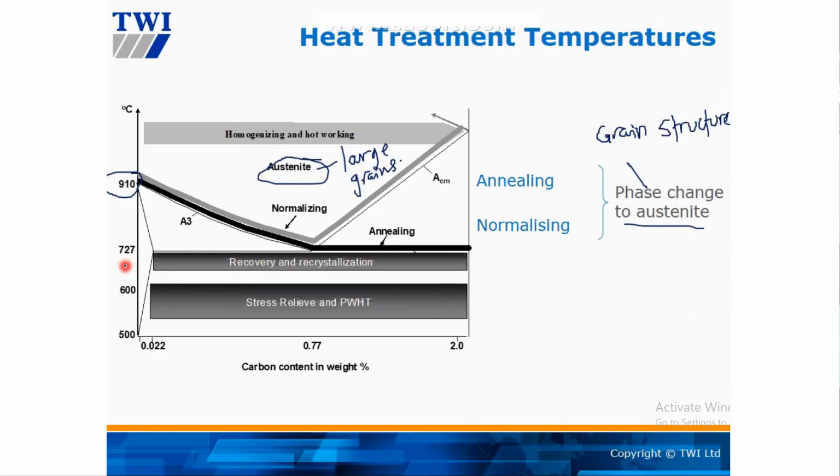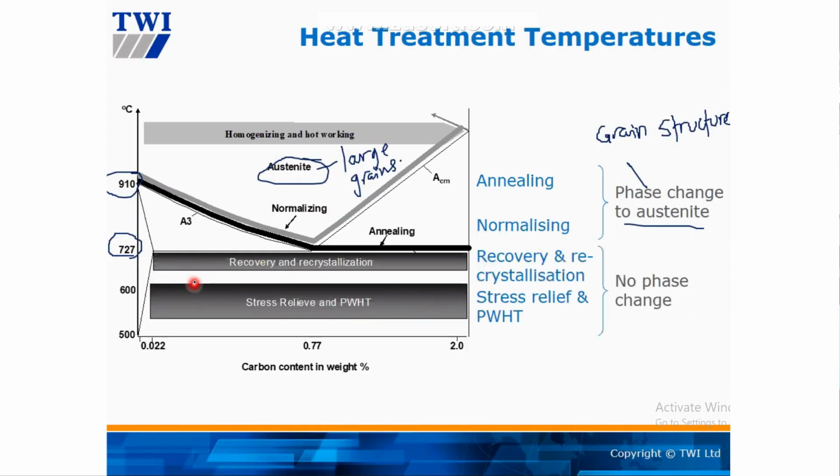Other processes are all carried out at lower critical. For example here, recrystallization, stress relief, PWHT, all other processes must be at lower critical. Right here, recovery and recrystallization, stress relief, and post-weld heat treatment, he said no phase change, not changing grain structure. They are not changing to austenite.